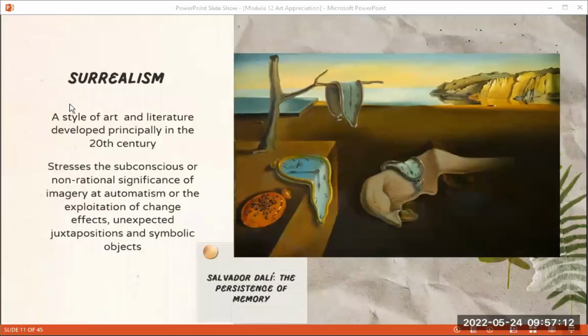Now, another technique is surrealism. It is a style of art and literature developed principally in the 20th century. It stresses the subconscious or the non-rational significance of the imagery, automatism or the exploitation of chance effects, unexpected juxtaposition, and symbolic objects. This is an example of surrealism, created by Salvador Dali, and the title is The Persistence of Memory.